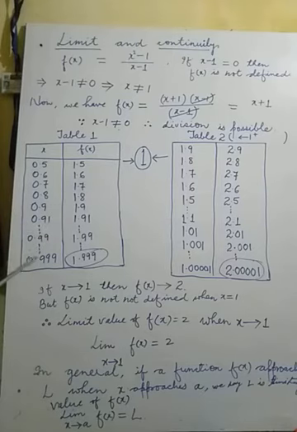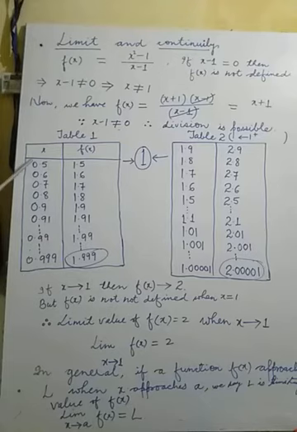dot dot dot, 0.999 less than 1. It means we are taking all those values which are a little less than 1 but not equal to 1. This is the value of x. See, 0.5, 0.6, 0.7, 0.8, 0.9, 0.91, dot dot dot, 0.99, dot dot dot, 0.999. It means this value is extending to, or approaching, 1, not exactly 1.